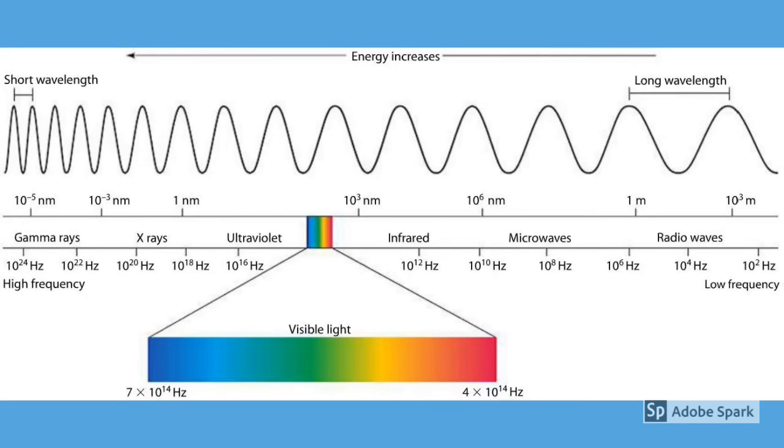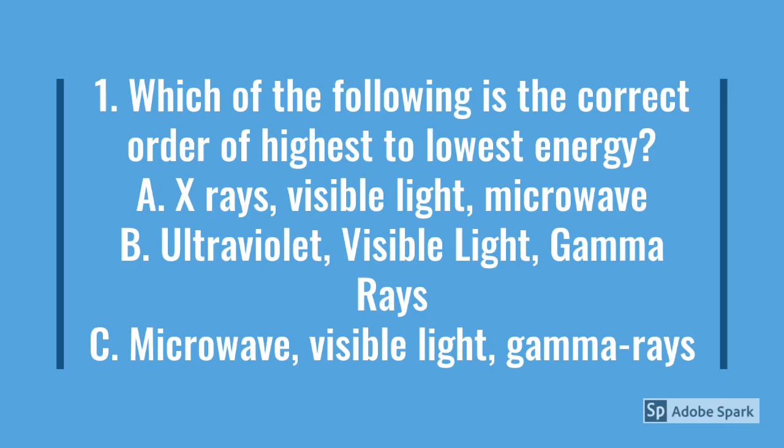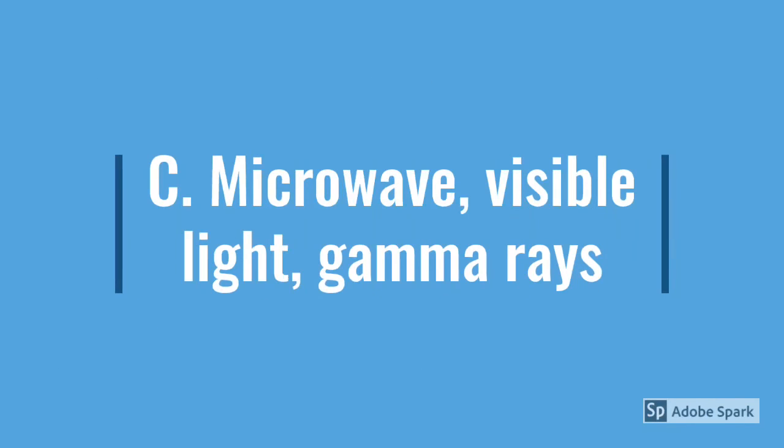Now to close, I'll ask a few questions. Which of the following is the correct order of highest to lowest energy? A. X-rays, visible light, microwave. B. Ultraviolet, visible light, gamma rays. C. Microwave, visible light, gamma rays. The correct answer is C. Microwave, visible light, gamma rays.